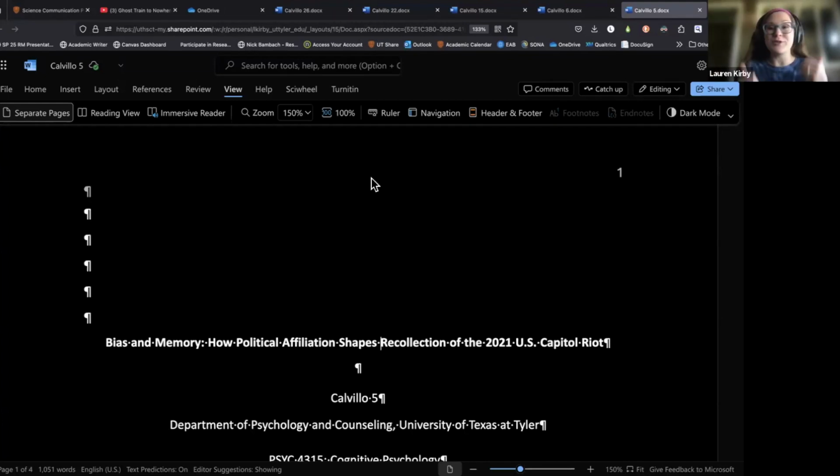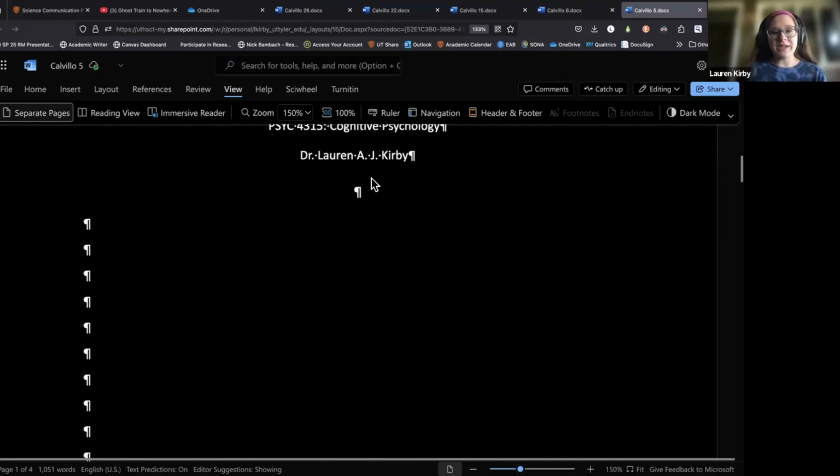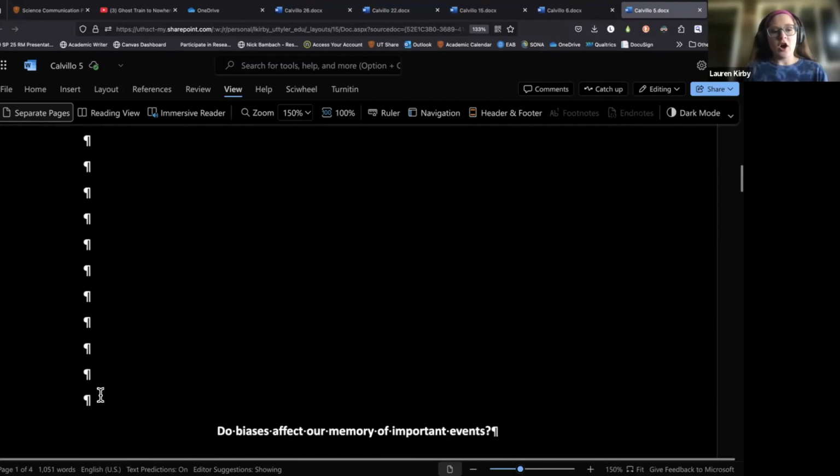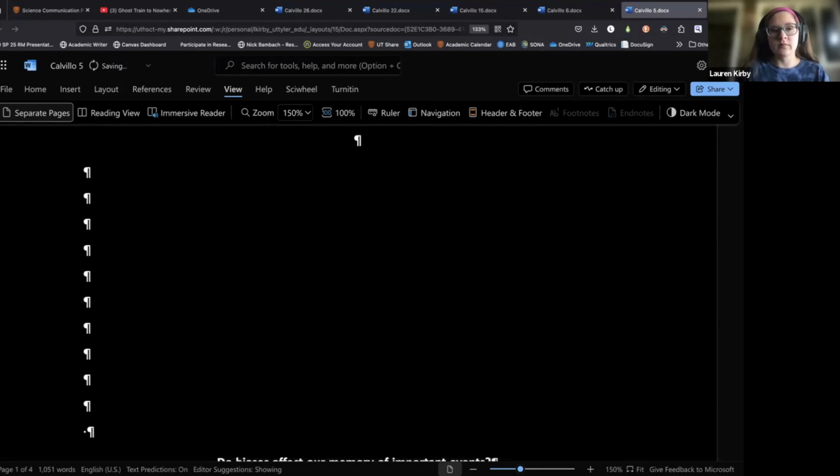You don't have a running head, which is great. You're not supposed to have a running head, so good job there. Only issue on your title page is all of these spaces. So here's a quick hack for everybody.